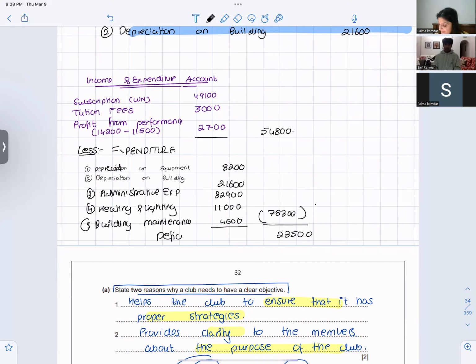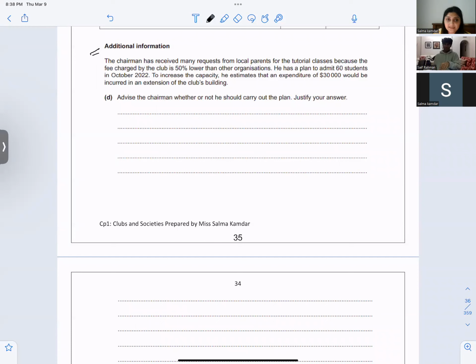So this is how you prepare income and expenditure account. Are you with me? Yes, ma'am. Okay, come on. What are they telling you? Read the question. The chairman has received many requests from local parents for the tutorial classes because the fee charged by the club is 50% lower than any other organization. He has a plan to admit 60 students in October 2022 to increase the capacity. He estimates that an expenditure of 30,000 would be incurred in an extension of the club's building. Advise the chairman whether he should carry on this plan or not.